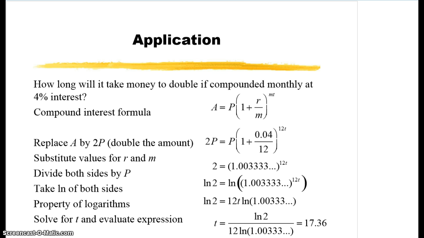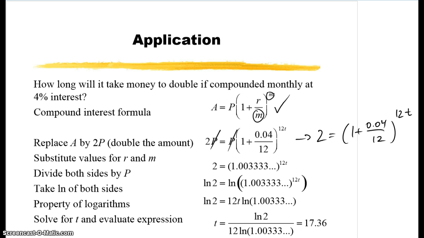So here on the next slide, that's exactly what we have. Here is our formula. And you'll see sometimes the book will use m instead of n in the formula. That's okay. And here it is plugged in. 2p equals p times (1 plus r over n) raised to the power of nt. Now notice, you could divide both sides by p, and essentially that p will cancel itself out. So you're left with 2 equals (1 plus 0.04 over 12) raised to the 12t.